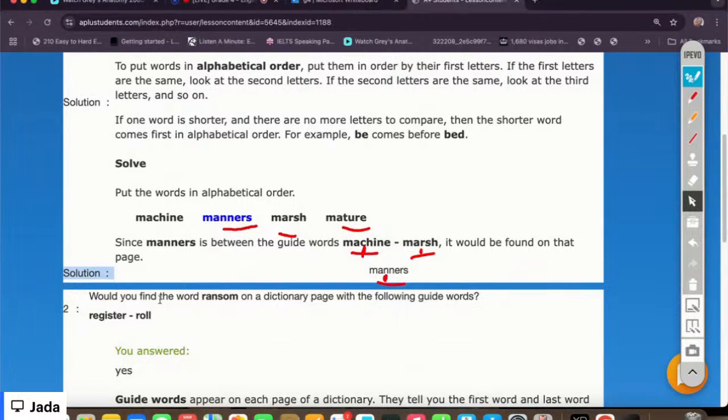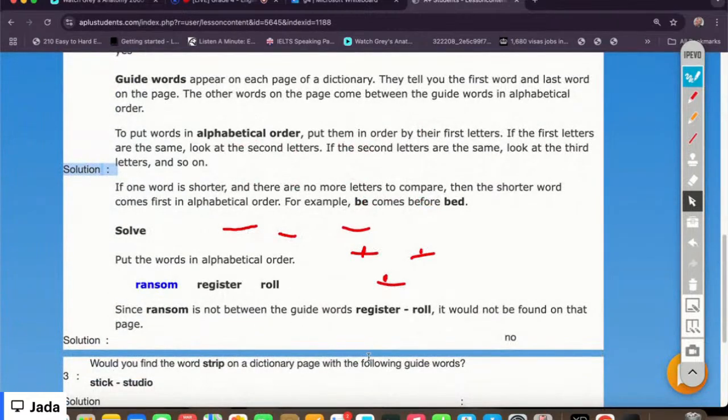Alright, so can you find the word ransom on a dictionary page with the following guide words? We have register and roll. Of course we cannot find ransom, because ransom is RA and register is RE. So RA, that means A is behind, and we're moving from E up until O. So you cannot find that because A comes before E. From E moving on to O, you cannot find A in between them.